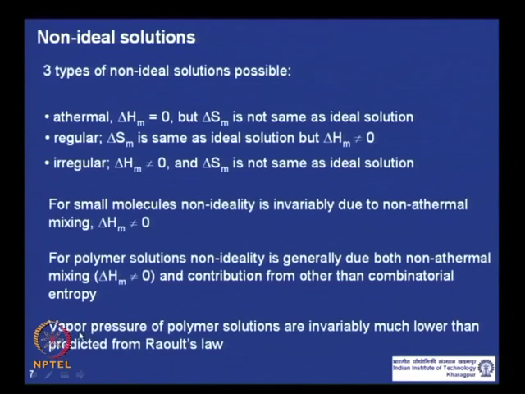In case of polymer solution, as we will see in a moment, it is not only the combinatorial entropy; the entropy change induced by the athermal process also contributes to the Gibbs free energy of mixing. And in most cases, vapor pressures of polymer solutions are invariably much lower than what has been predicted from Raoult's law, which is the law describing the ideal solution.